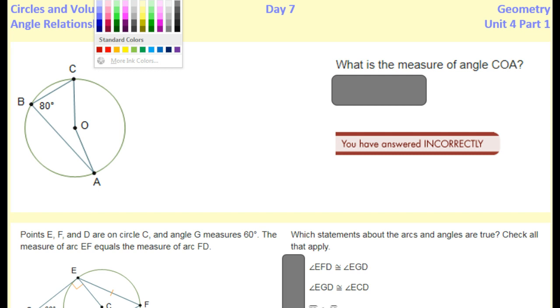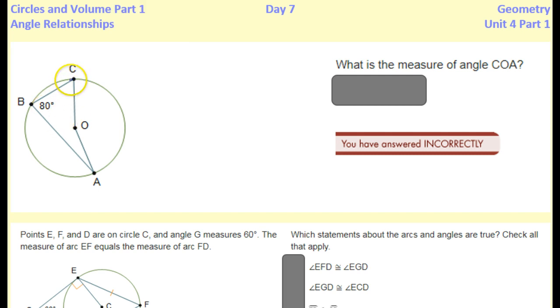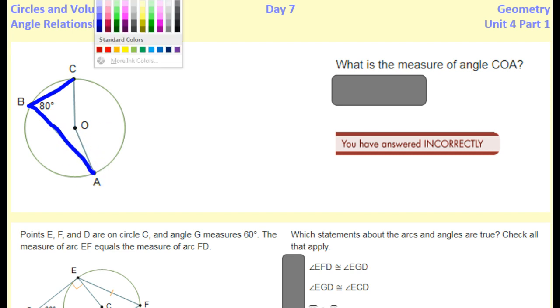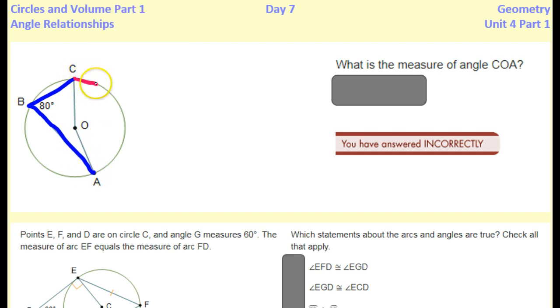Okay, so I see this angle right here, the 80. The intercepted arc is this arc right here, right inside that angle. So the angle is half the arc measure, or you could say the arc measure is double the angle. So if this is 80, then this arc is going to be 160.